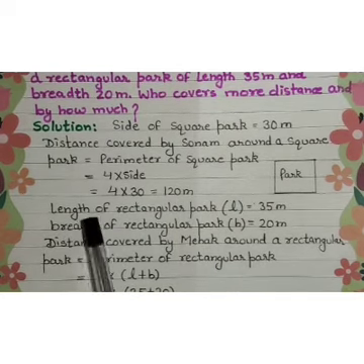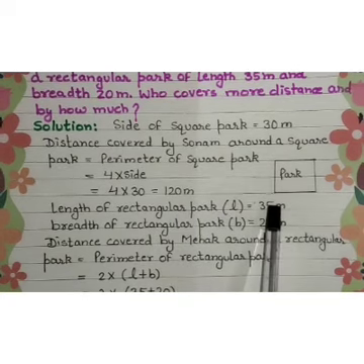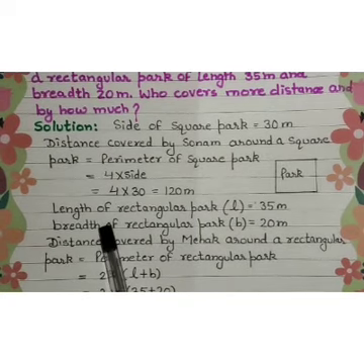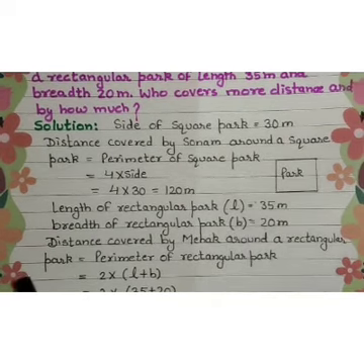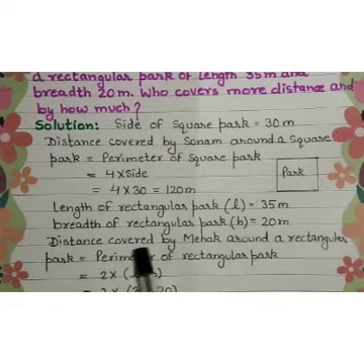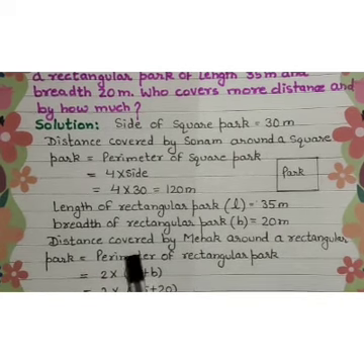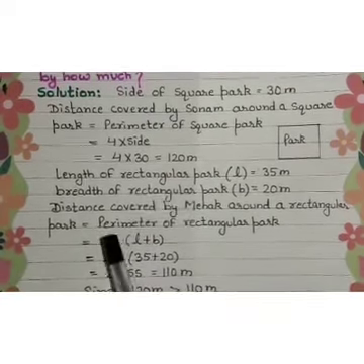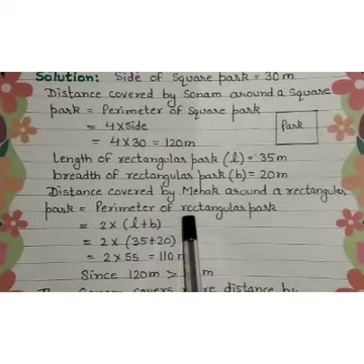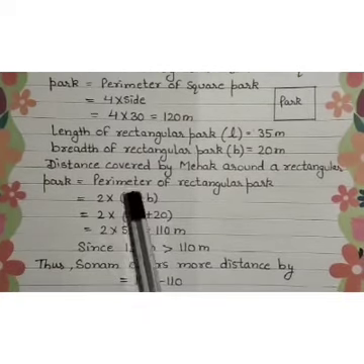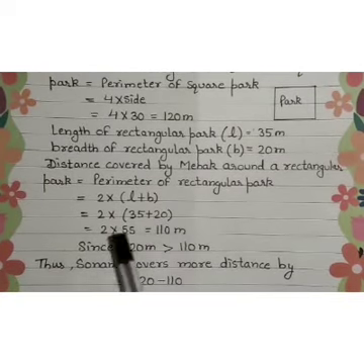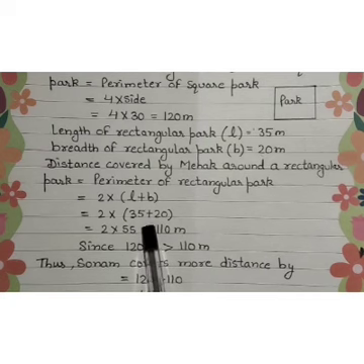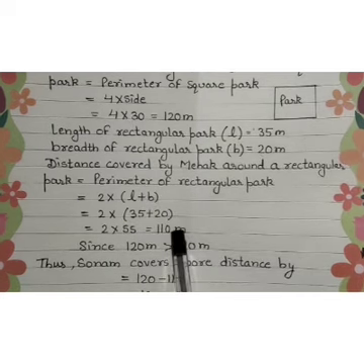In second case, length of rectangular park we have given 35 meter. Breadth of rectangular park we have given 20 meter. Distance covered by Mehak around a rectangular park will be equal to perimeter of rectangular park. Formula for perimeter of rectangle is 2 multiply L plus B. Now, we will put the value of L and B. In place of L, we will write 35. In place of B, we will write 20.